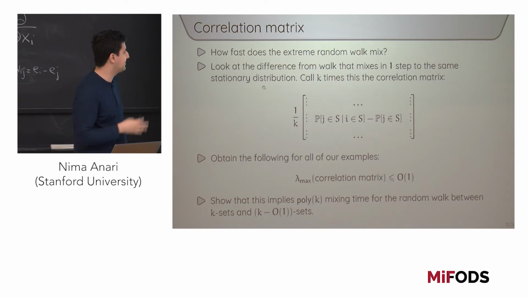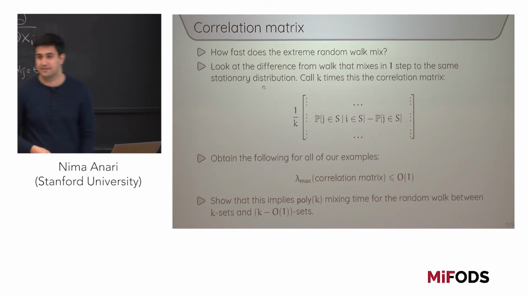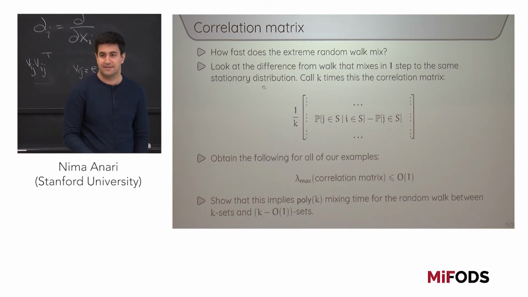Is it easy to see for something simple, like maybe correlation decay, that lambda max is small? I'll get to that later in the talk.